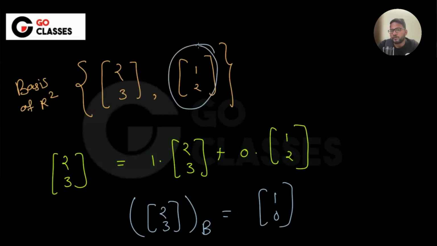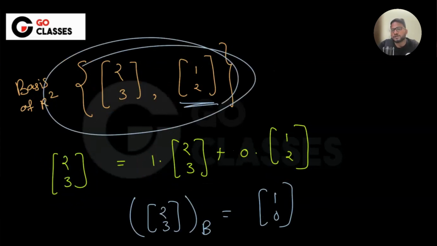Coordinates of this, can you tell me with respect to its own basis? You will say it will be 0 into this and 1 into this, it will be (1, 2), isn't it? So coordinates of this with respect to its own basis is 0, 1.